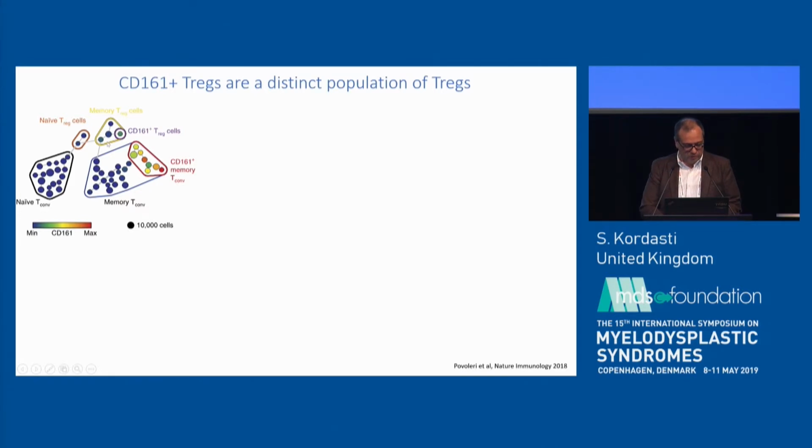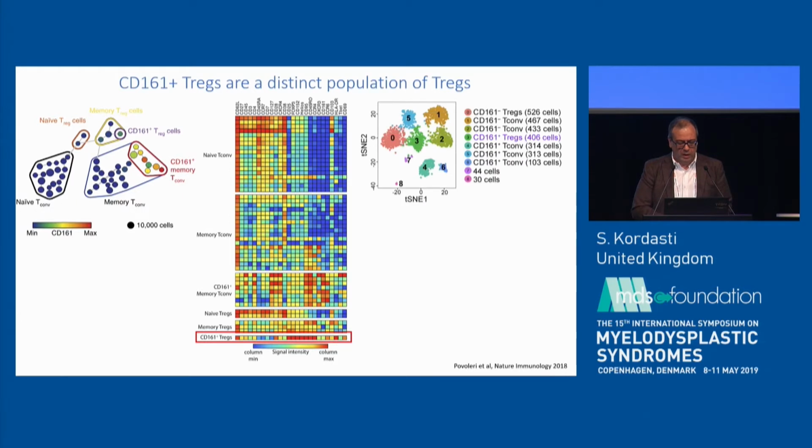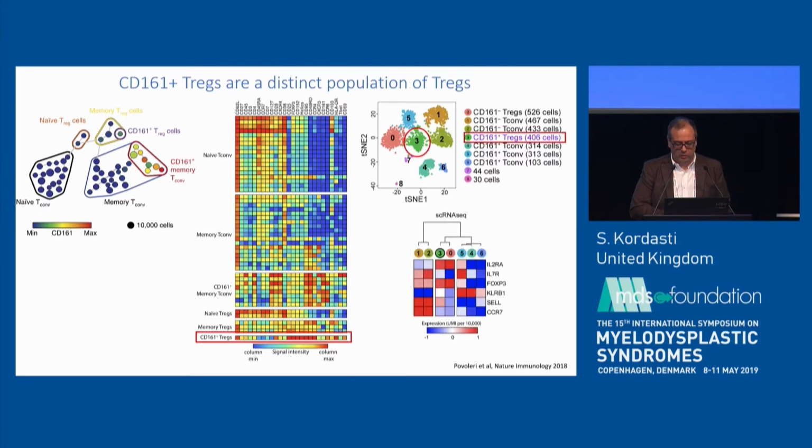The editor of the journal didn't like the names A and B, and wanted us to use memory and naive Tregs. The issue with that, but anyway, we had to use it. But you have a distinct signature of these particular Tregs. And when you do single-cell RNA-seq, they cluster completely differently from the other types of Tregs. And they have their own specific gene expression profile.